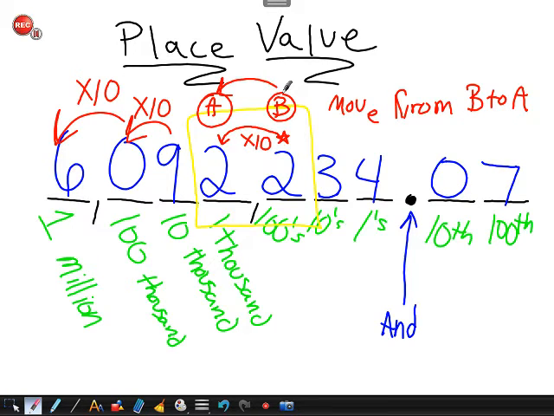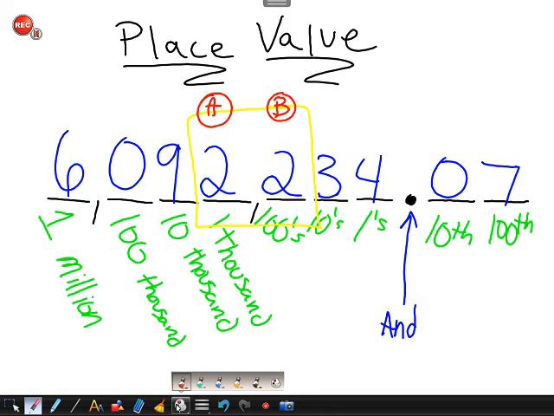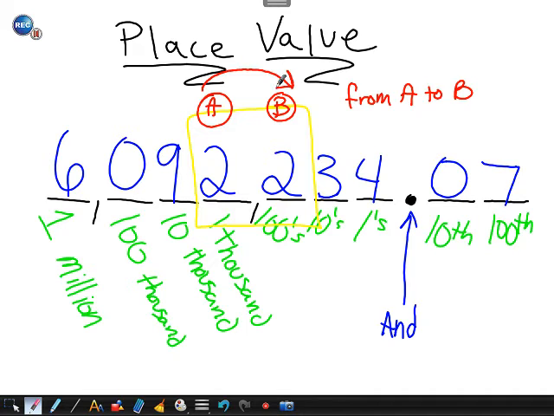Okay? I can also flip that. So I could say, let's move from the A to the B. If I move from the A to the B, that's actually going the opposite way. So now I'm actually moving to the right. Well, you'll notice now that every time I move to the right, they're actually getting smaller.